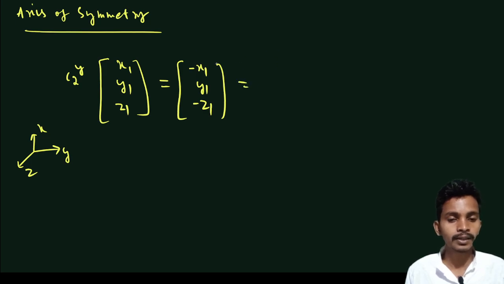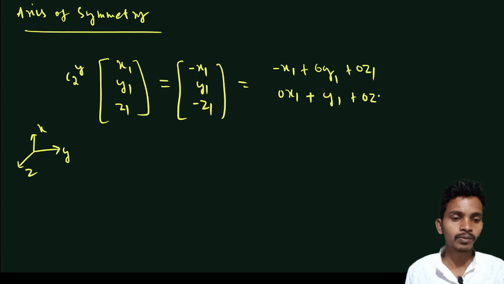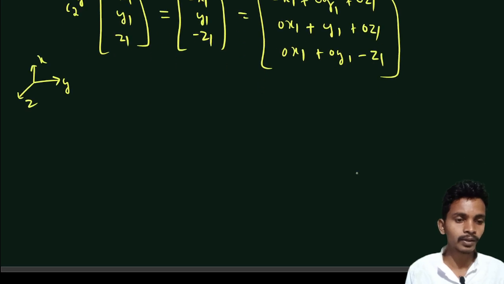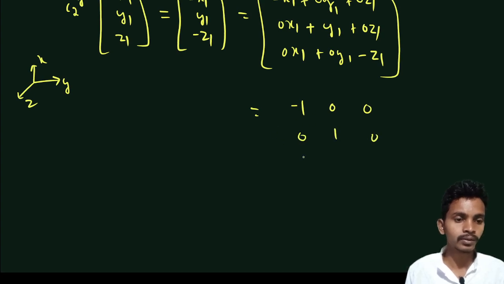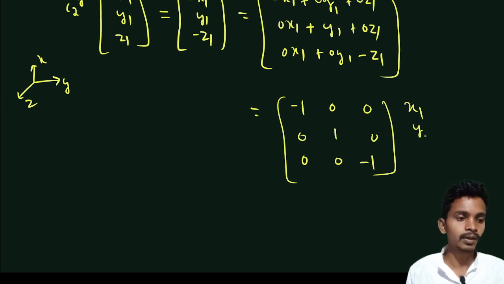So this one we can write as minus x1 plus 0 y1 plus 0 z1, and this is 0 x1 plus y1 plus 0 z1. This is 0 x1 and this is plus 0 y1 and minus z1. Okay. So here we get the matrix minus 1 0 0, 0 1 0, 0 0 minus 1, and here we get x1 y1 z1.